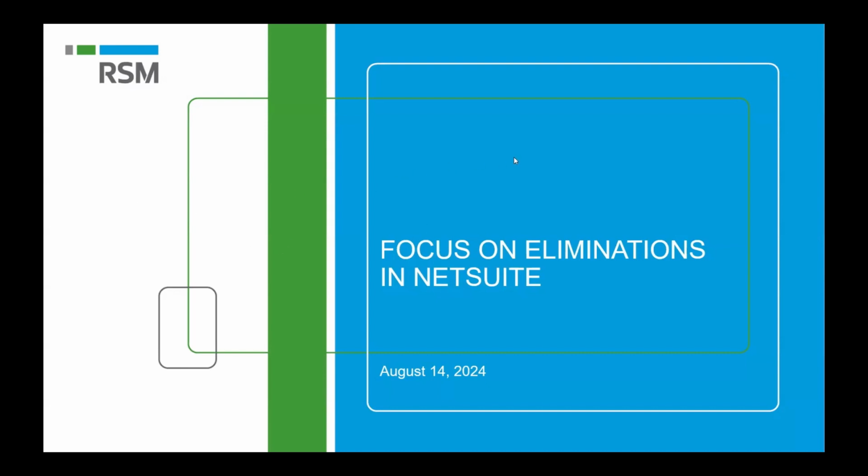So this is a presentation that I've done for RSM before. I'm now doing it for the Rocky Mountain NetSuite user group because eliminations are something that there have been a few changes over the years in the functionality, and it's important to have best practice if you want to make sure that you can run the eliminations at the end of the month and you won't get strange and unusual entries on your balance sheet.